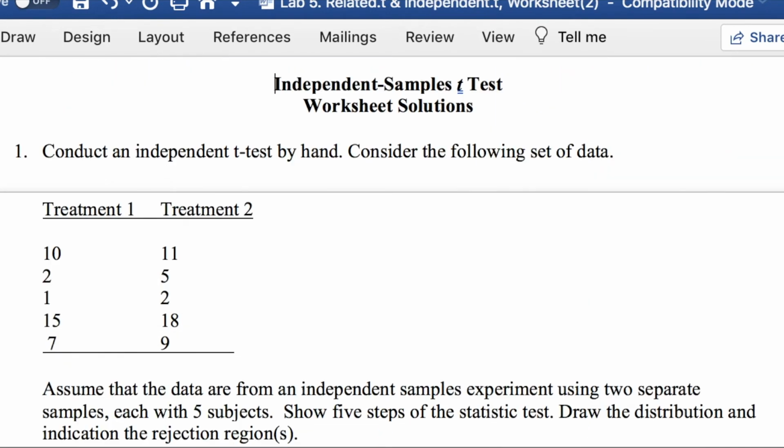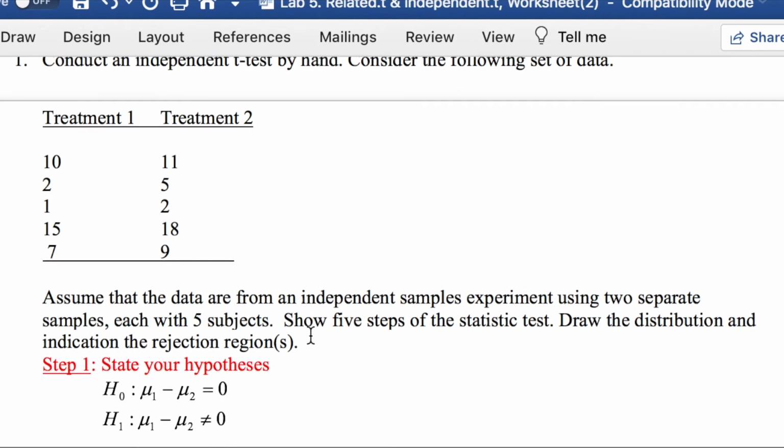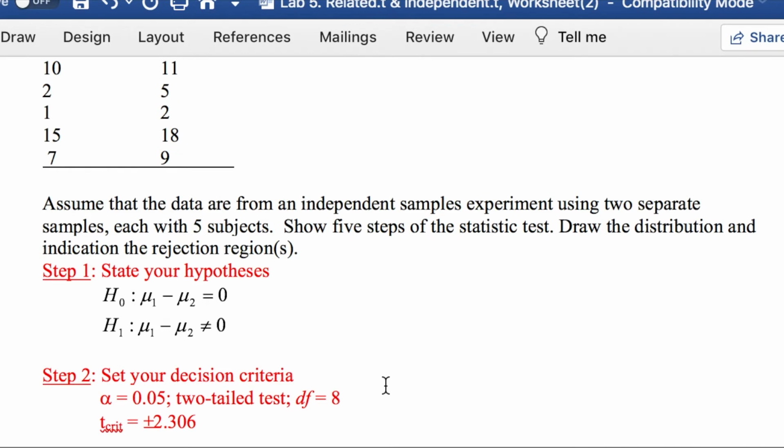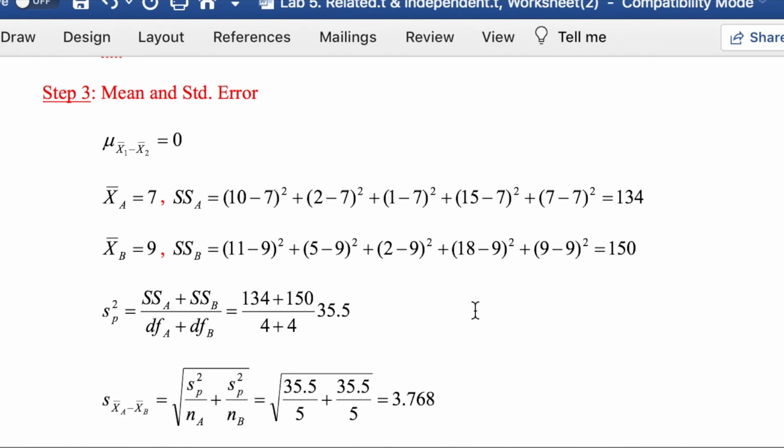So let's focus on the independent samples t-test. Question 1, we need to conduct an independent t-test by hand, and then we can state the hypothesis. The mean difference between treatment 1 and treatment 2 is 0. So this is the null hypothesis. The alternative hypothesis is the opposite. Then we need to decide the critical t-value. The critical t-value is positive and negative 2.306. Now we need to calculate the mean and SE.